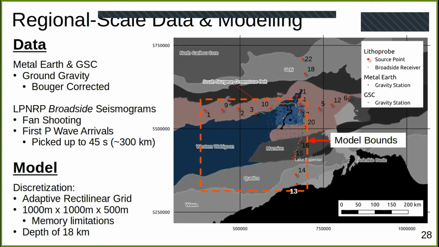So you would have your north-south profile with a string of shots and receivers along this, but you also had your east-west along this way to get two 2D images that crossed each other here, pretty close to the Metal Earth transect. But what they also did when they collected this data is they collected broadside shots and did fan shooting. So these yellow dots I'm showing here are the broadside receivers.